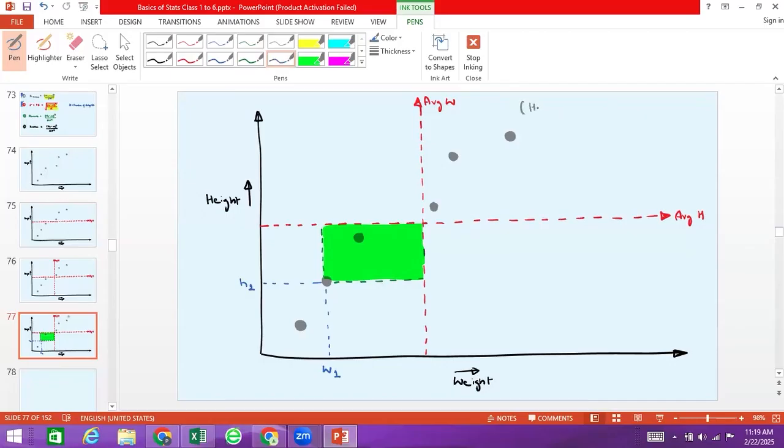The area will be height of that point, right, minus the average height. This h bar means average, multiplied by weight of that point minus w bar. Okay, height minus h bar, weight minus w bar. Why? See, what is height minus h bar? Is this much.